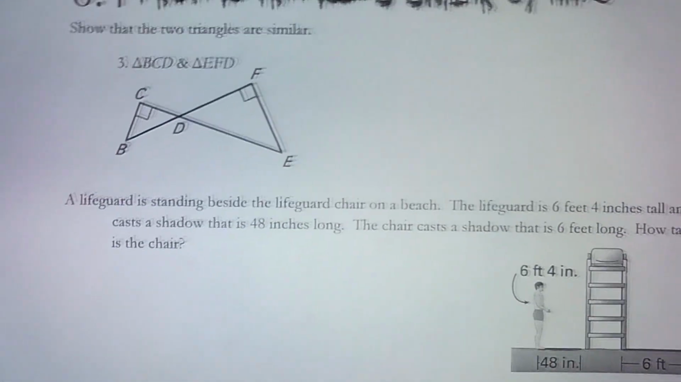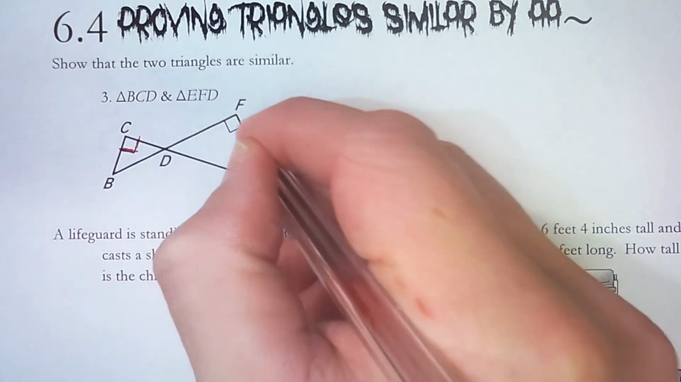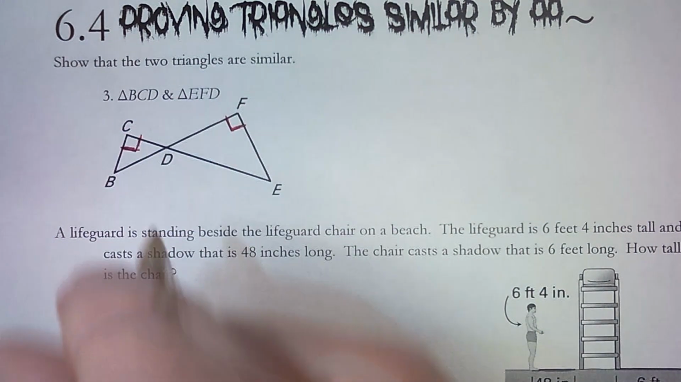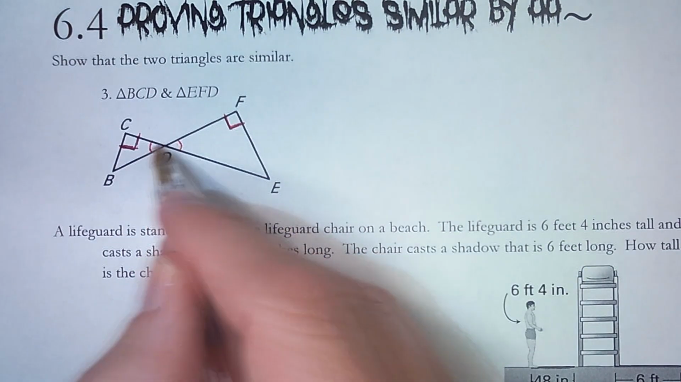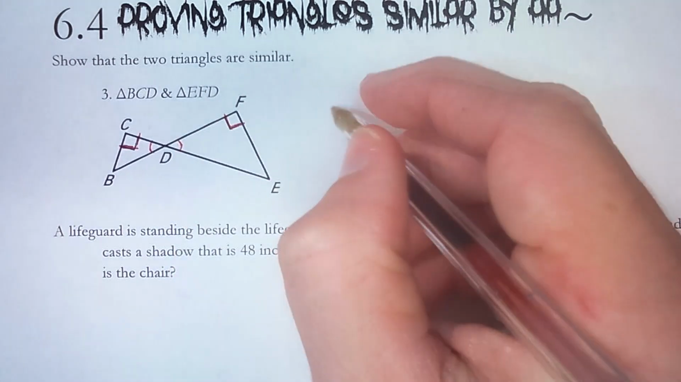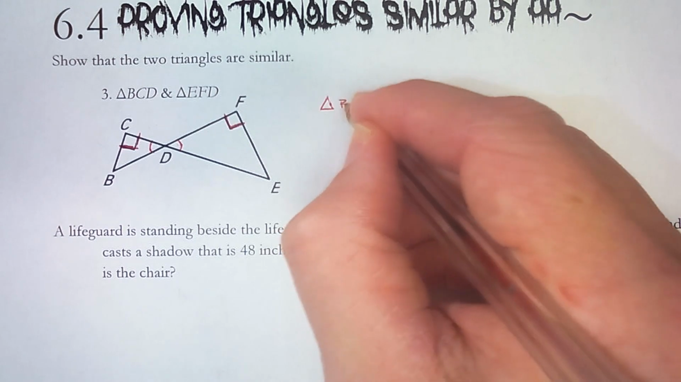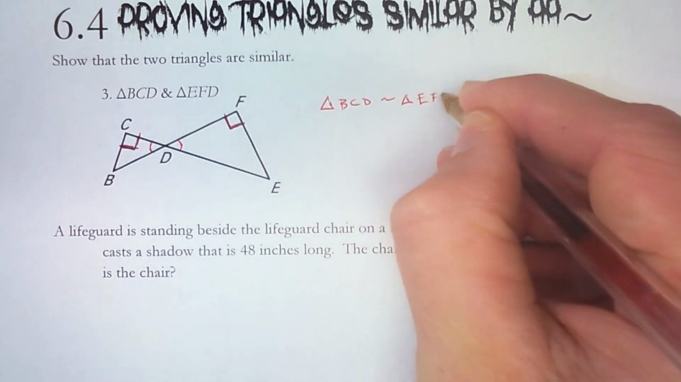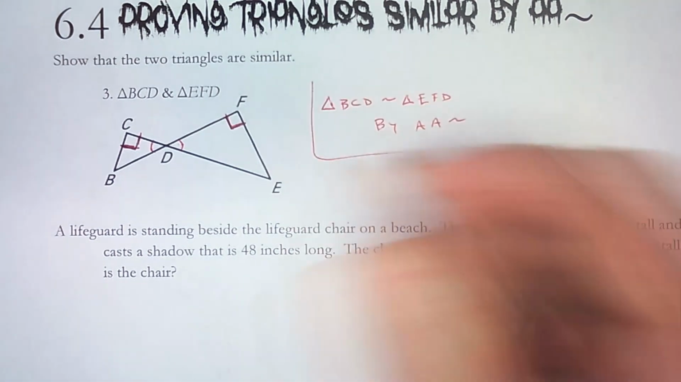Okay, now how about these triangles? I've got a pair of right angles right here, so those are congruent to each other. I also have a pair of vertical angles here, and vertical angles are always congruent to each other. Okay, so I've got my two pairs of congruent angles. So triangle BCD is similar to triangle EFD by angle-angle similarity.